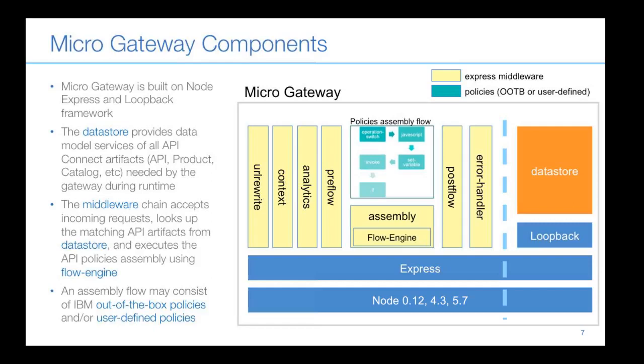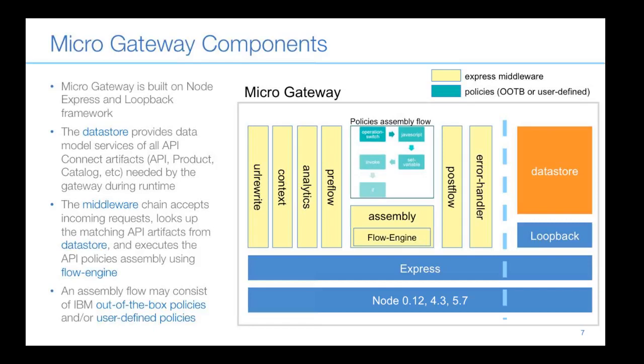If the security check is fine and the rate limit check is fine, the preflow will pass the request to the next middleware, which is the assembly middleware. What the assembly middleware does is look at the policy assembly definition that the user defined on the API in the UI. The flow chart: what's the first step, what's the first policy, what's the second policy, operation switch, and so on and so forth. So the assembly middleware looks at the policy assembly and executes those policies defined by the user.